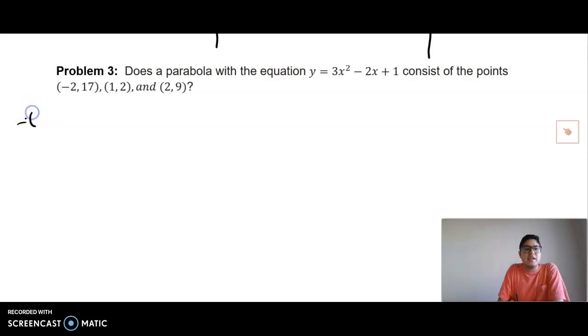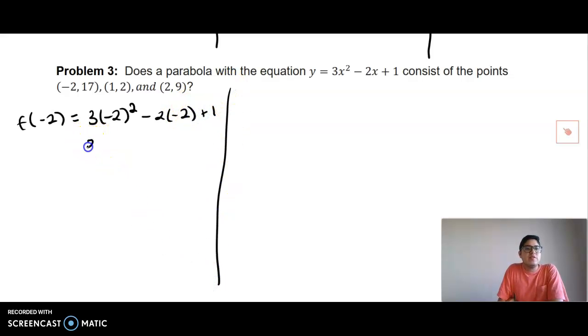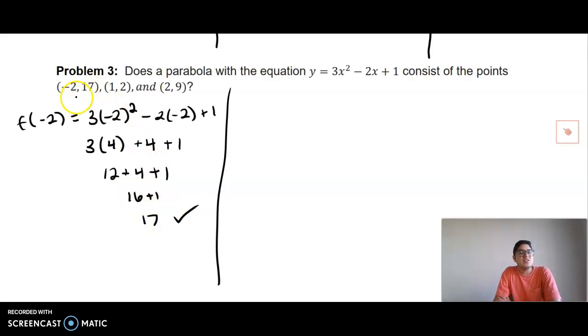We're going to plug in -2 anywhere we see the x. So again, 3 times -2 squared minus 2 times -2 plus 1. Okay, well, -2 squared, -2 times -2 is a positive 4, 3 times 4 is 12. Here, -2 times -2 is a positive 4, and then we've got plus 1. So 12 plus 4 plus 1, 16 plus 1 does give me 17. So the point -2, 17 is on this parabola.